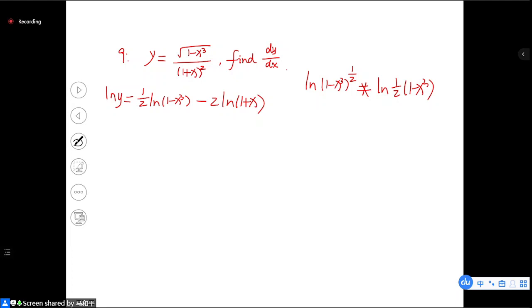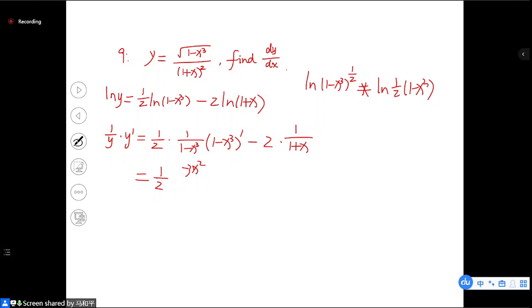And we differentiate implicitly. We have 1 over y times y prime on the left side. The right side is 1 over 2 times 1 over (1 minus x cubed) times (1 minus x cubed) prime, minus 2 times 1 over (x plus 1). And then we continue: (1 minus x cubed) prime is negative 3x squared.